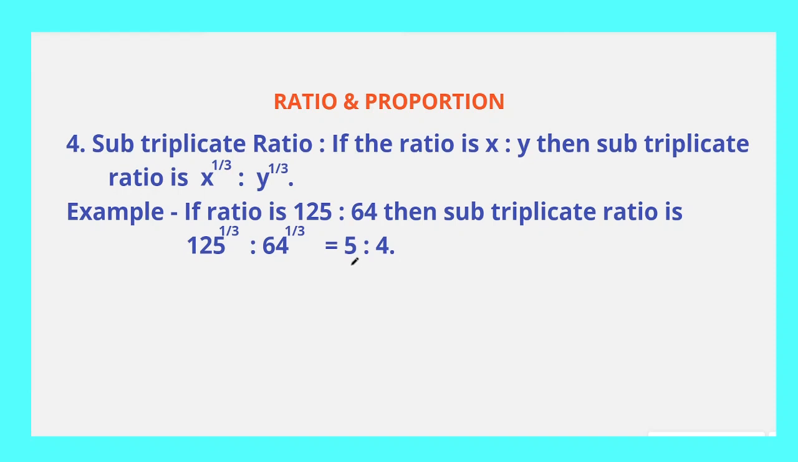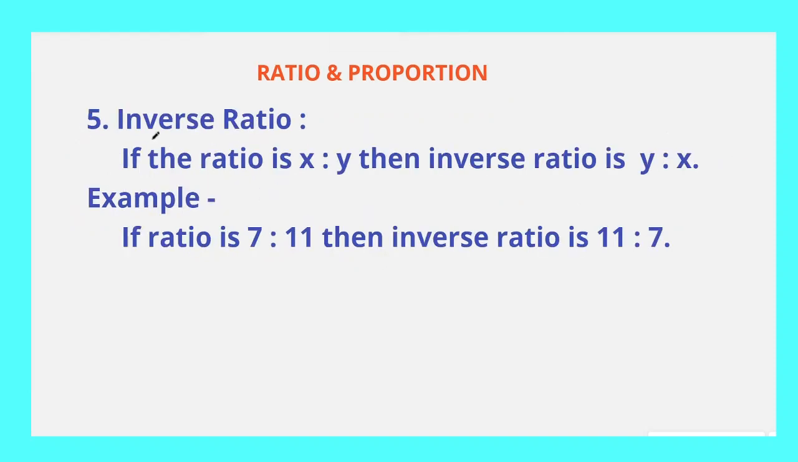Thus, sub-triplicate ratio of 125:64 is 5:4. Type 5, inverse ratio. If the ratio is x/y, then inverse ratio is y/x. If it is expressed in fraction as x upon y, then inverse of x upon y is y upon x. For example, if ratio is 7:11, then inverse ratio is 11:7.